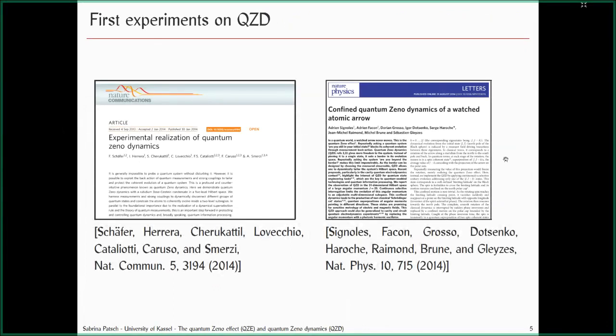Then the quantum Zeno dynamics, which is a more general effect, was first tested in an experiment in 2014, so it's not that long ago, in these two papers, which are also recommended for you as reading before the talk. But don't worry, I'm going to talk about these two experiments later, and I don't require you to know already what's written inside. But I will discuss those two experiments later on in detail.